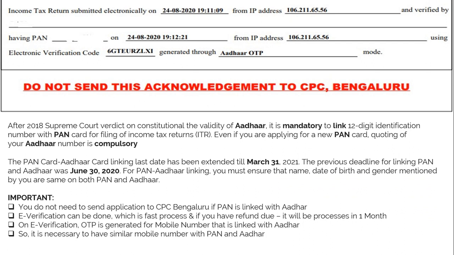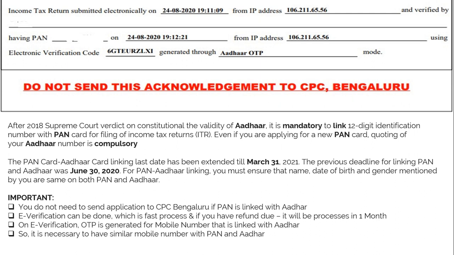Now why is it mandatory and why is it important? After reading this, if anyone has such awareness, then he or she will definitely link their PAN with Aadhaar. After the 2018 Supreme Court verdict on the constitutional validity of Aadhaar, it is mandatory to link the 12-digit identification number with the PAN card for filing of income tax return. Even if you are applying for a new PAN card, quoting your Aadhaar number is compulsory. So if you don't have a PAN and you are applying fresh, then you have to quote the Aadhaar number.